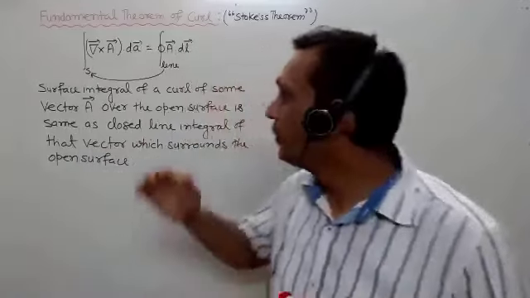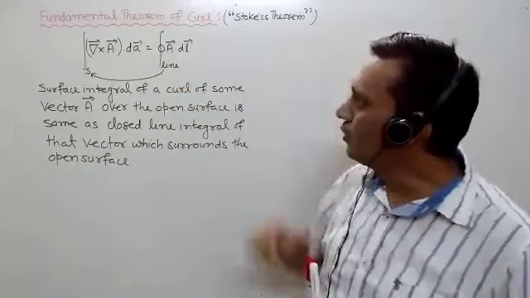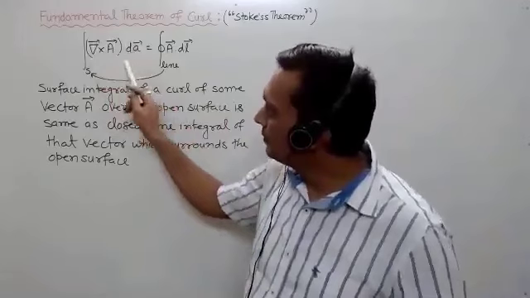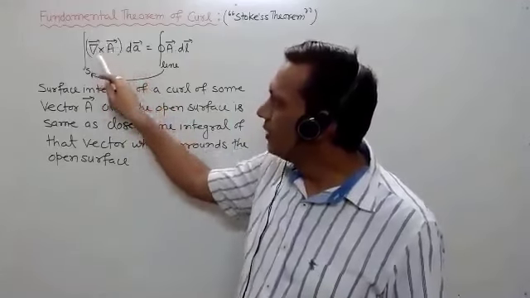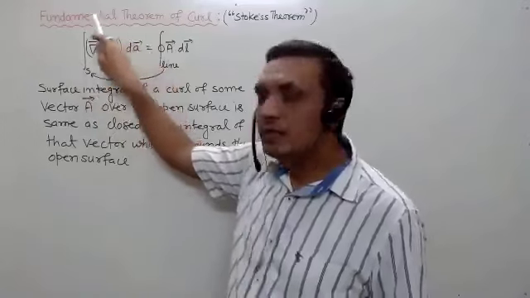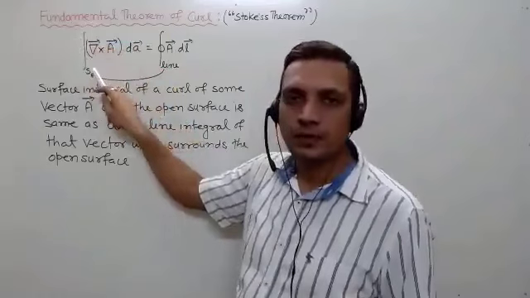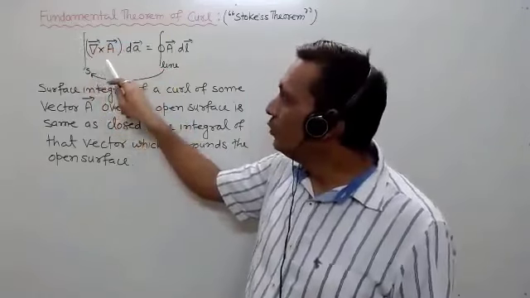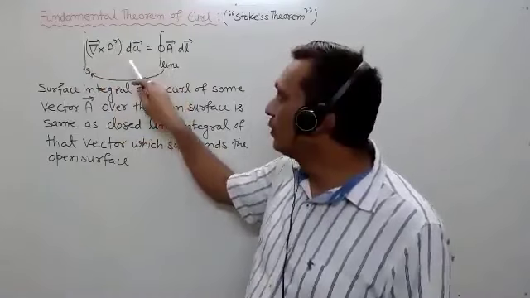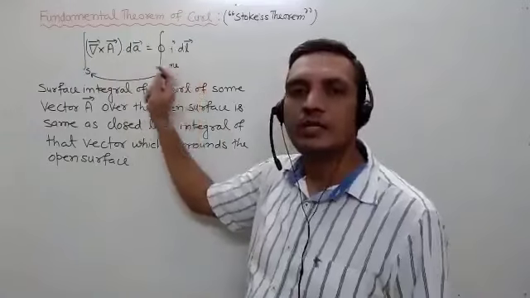Next theorem is the fundamental theorem of curl, that is Stokes theorem. According to this theorem, you can see the left hand side is the curl of some vector, and this is an open surface. So the left hand side is the surface integral of the curl of some vector A over an open surface. And you know that this open surface is surrounded by a closed line. So the right hand side is a closed line integral. So both integrals will be the same.